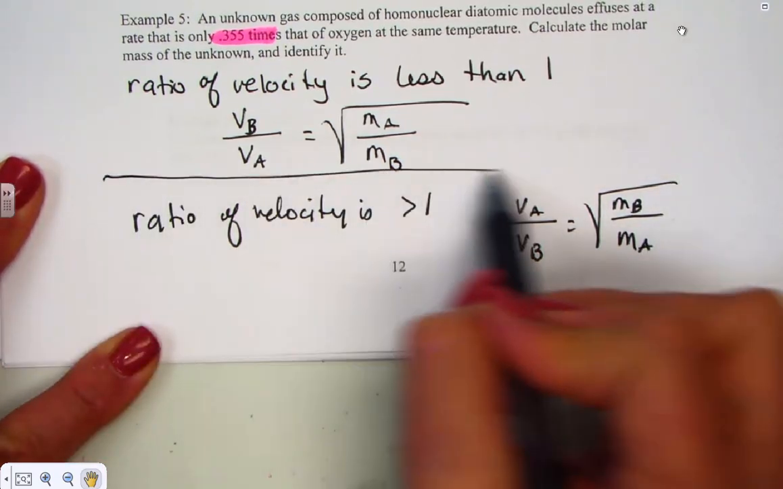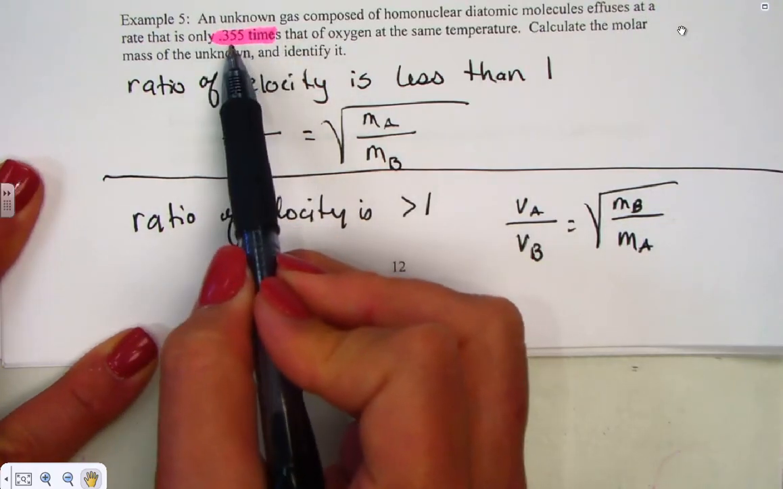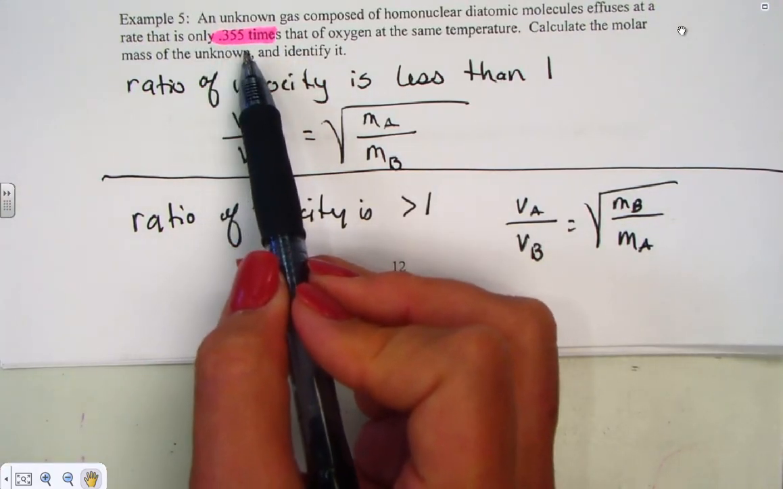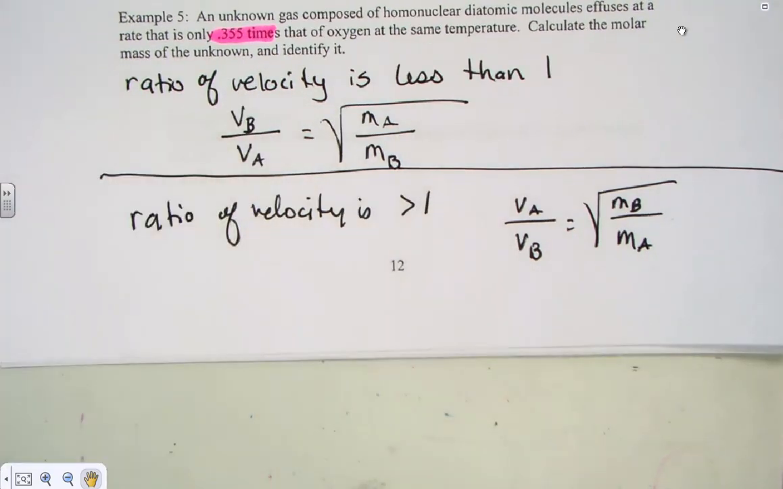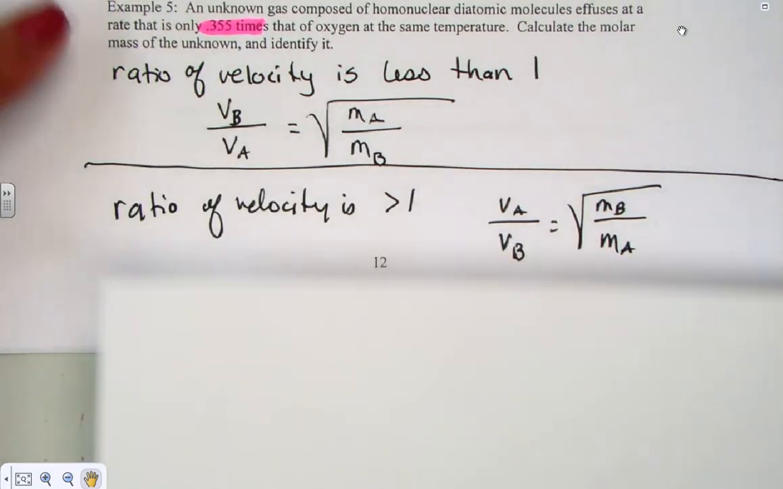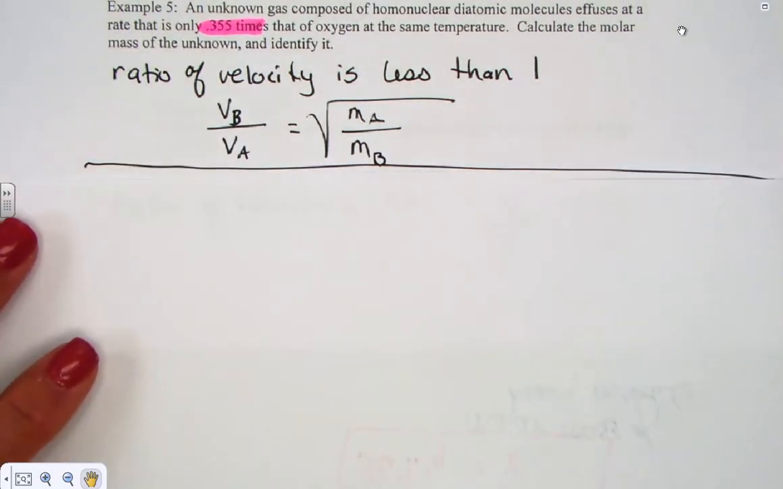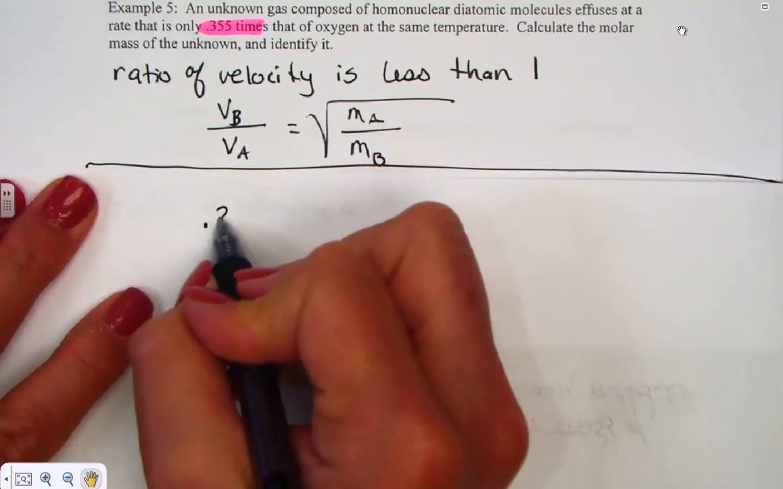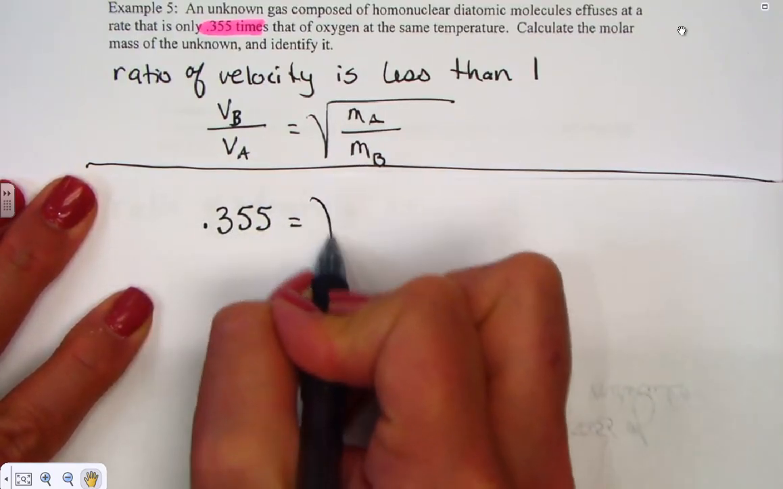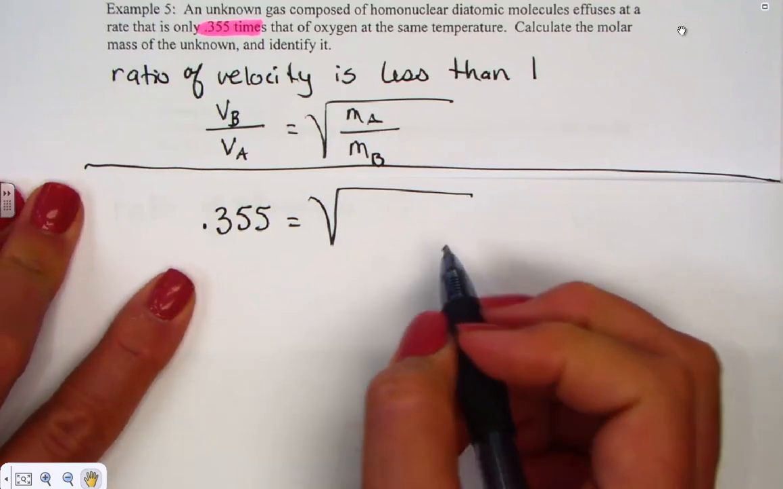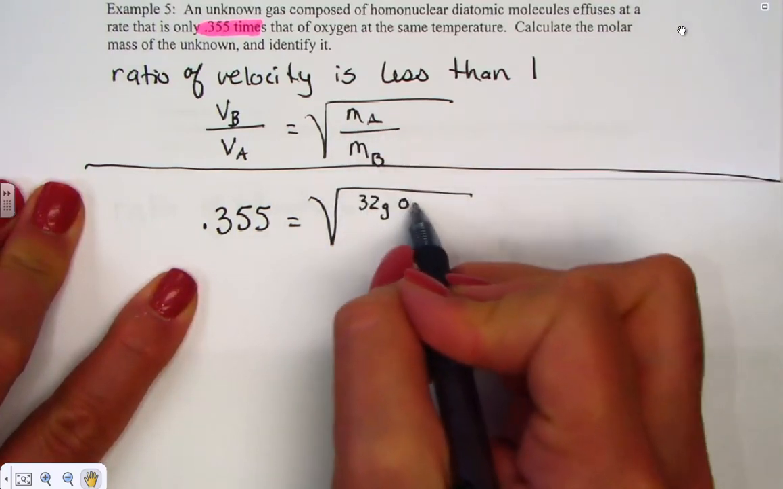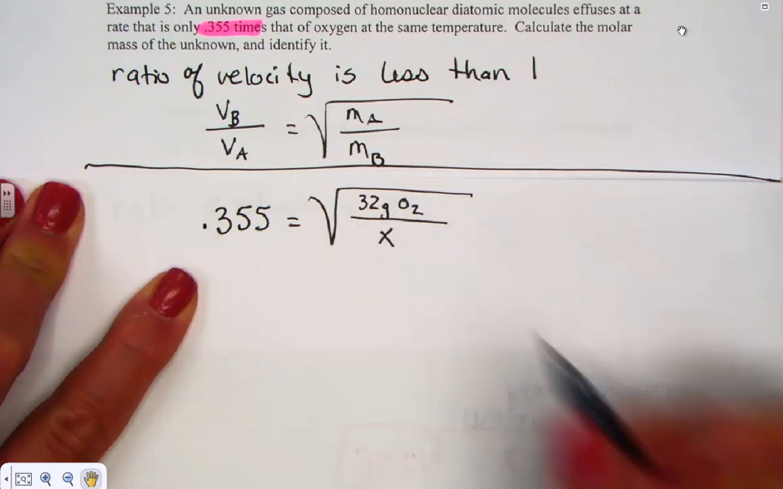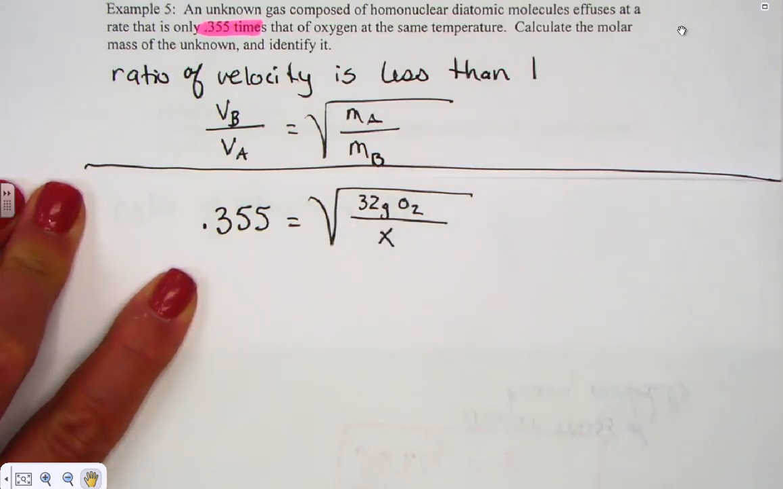Alrighty, so just kind of good notes. That lighter gas is going to be placed on top to make sure that this ratio is coming out in decimal form. So let's kind of talk about what we have. We have a ratio of velocity given to us as 0.355. The oxygen, now it goes on top because it's the lighter gas. Its molar mass is 32. We'd like to solve for the heavier gas and identify it.